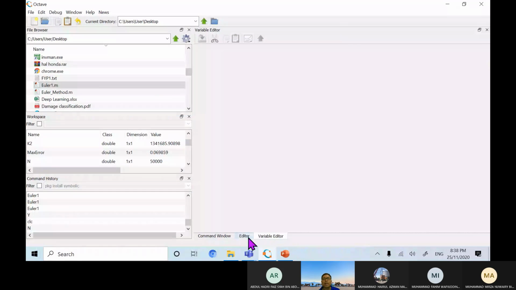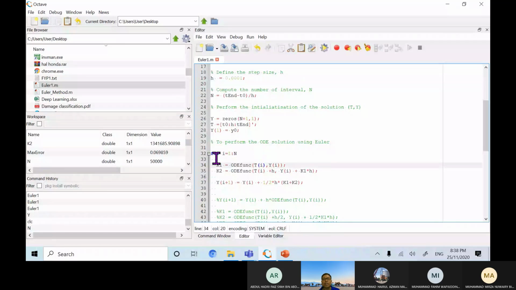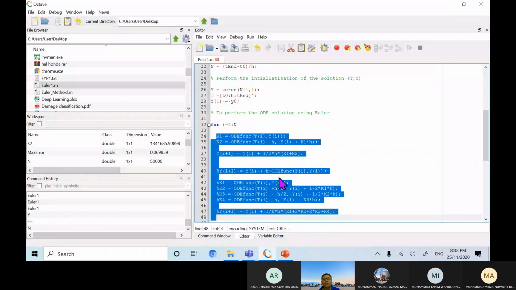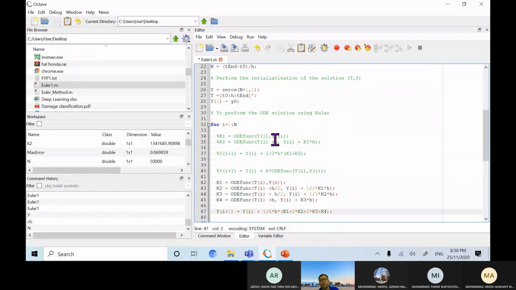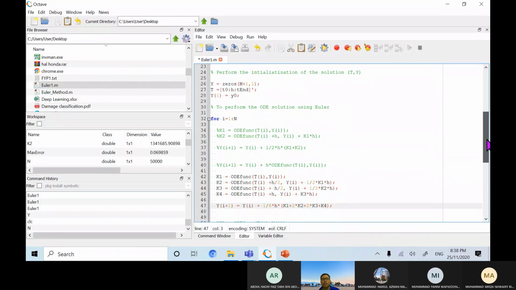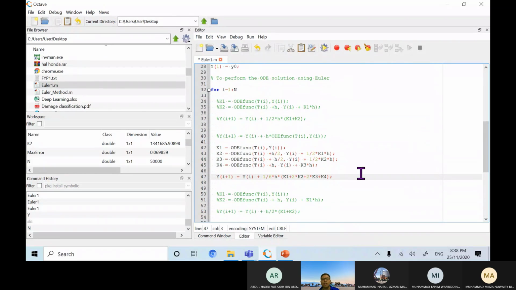So apa yang you nak kacau, you cuma kacau dekat sini. Ini je you kacau. So meaning that saya boleh buang ini, saya tak pakai yang ini pun. Ini saya boleh buang. Yang ini saya boleh buang. Dan sebenarnya saya dah buat pun Runge-Kutta fourth order ni, saya dah tulis kat sini pun. Dia ada 4 K ni. And then you punya Y equation is very large, very long.